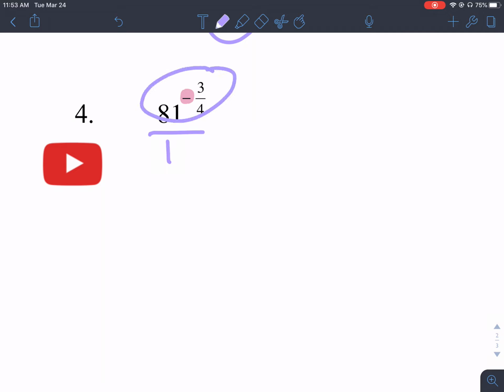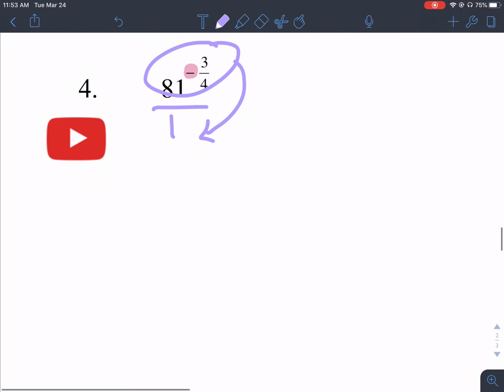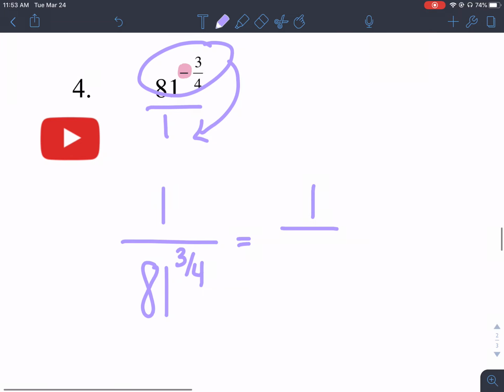I'm just going to put it over 1 to help me. And then I'm going to take that 81 to the 3/4 and move it into the denominator. To show it's in the denominator, I'm going to show that 1 up top. So 81 to the 3/4. Now I'm going to treat that 81 to the 3/4 just like we had before.